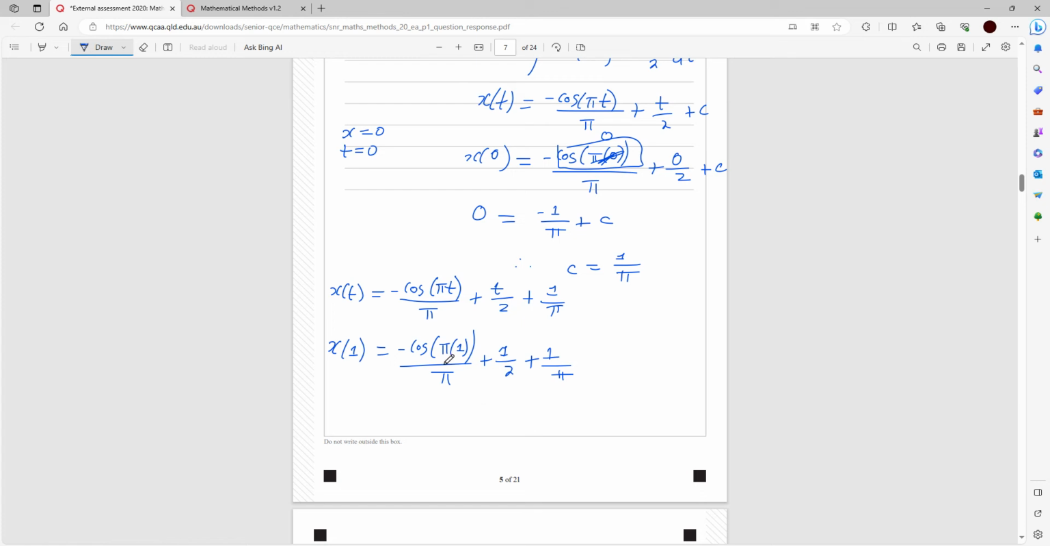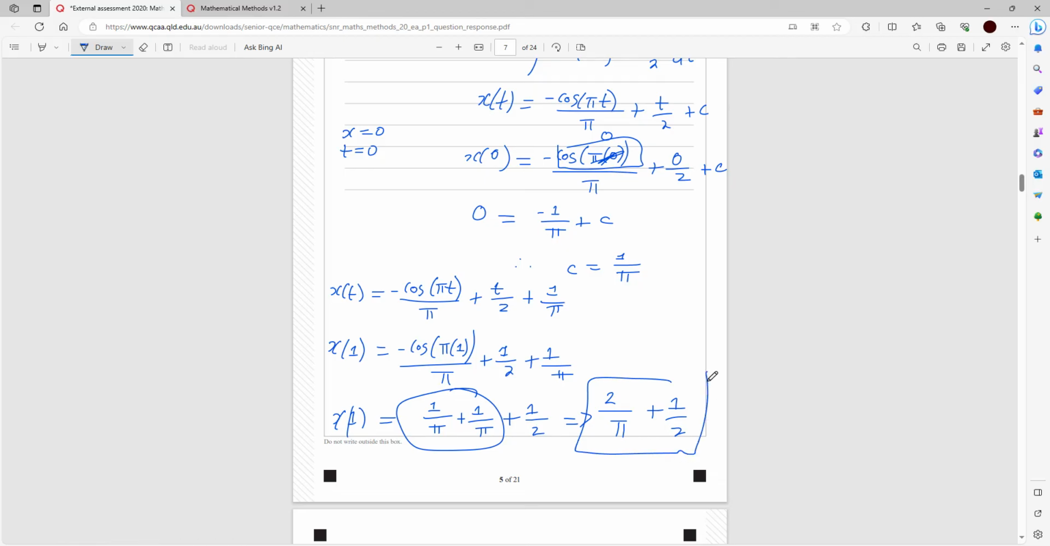So what we're going to get is cos of pi is going to be negative 1, times negative 1 is 1, so we have 1 on pi plus 1 on pi plus a half. So therefore we can add these together because they have common denominators. We have 2 on pi plus a half is the position at x of 1. Now I'd leave it like that because you can't simplify that any further, because remember, this is a non-calculator exam.